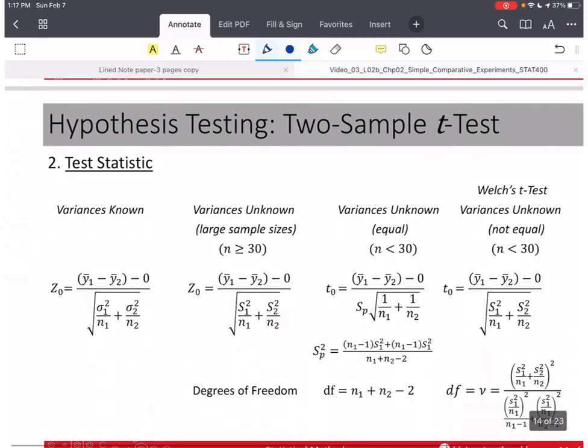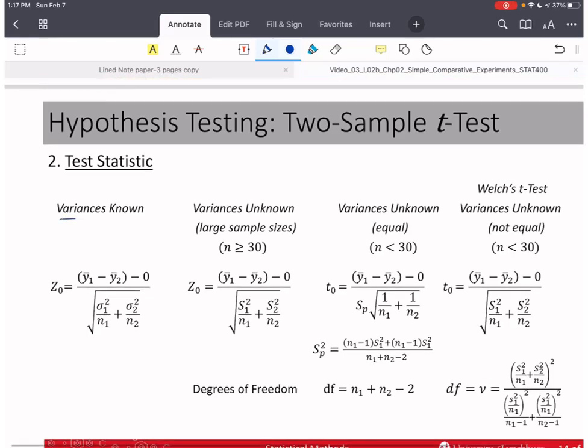So we actually can come up with different situations, and we come up with different test statistics. For the variances known, we're going to assume Z naught is normal 0, 1 under H naught. And here we would say that for large sample sizes, Z naught is approximately normal 0, 1 for n greater than or equal to 30.